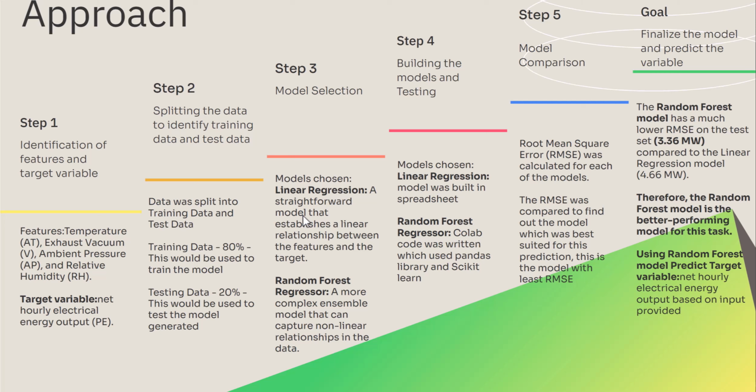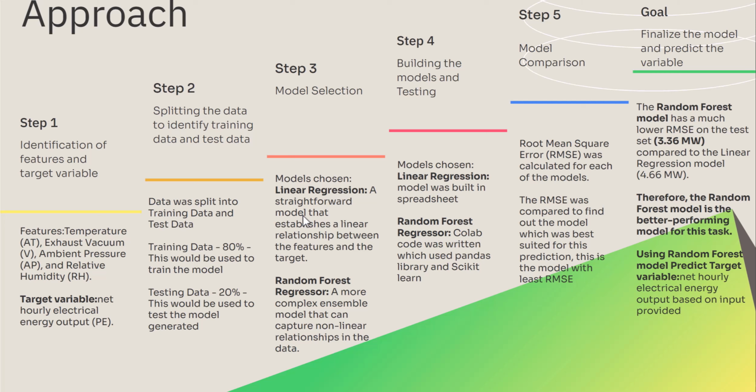Step three after that was to choose the different models that we need to build. So I have chosen a linear regression and a random forest. Linear regression is a straightforward model that establishes linear relationship between the features and the target, whereas random forest is a more complex ensemble model that can capture non-linear relationships in data.